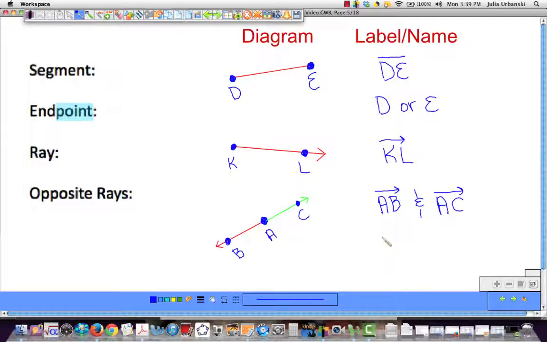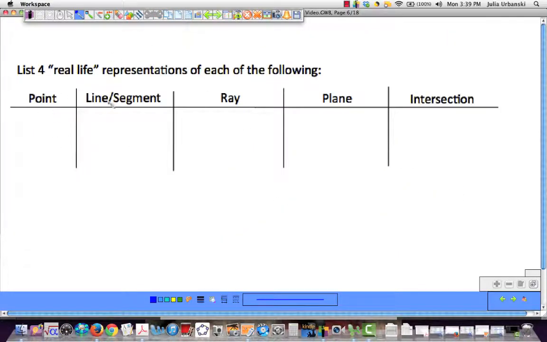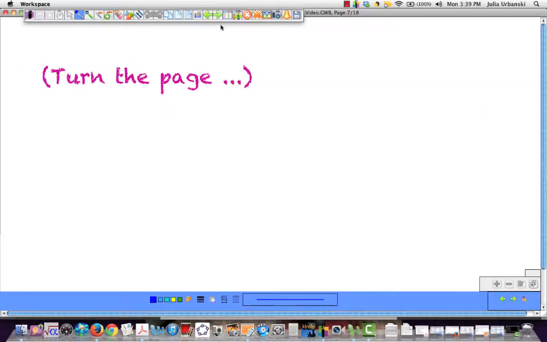Okay, so that's mostly it for notes. Tomorrow in class, we're going to talk about real-life representations of points out in the real world, lines and segments, rays. Those are kind of tricky. Think about that before you come to class tomorrow. Planes out in the real world, not the flying kind, but the geometrical planes, and what intersections look like out in the real world. So think about those. Maybe write a couple down before you get to class tomorrow.